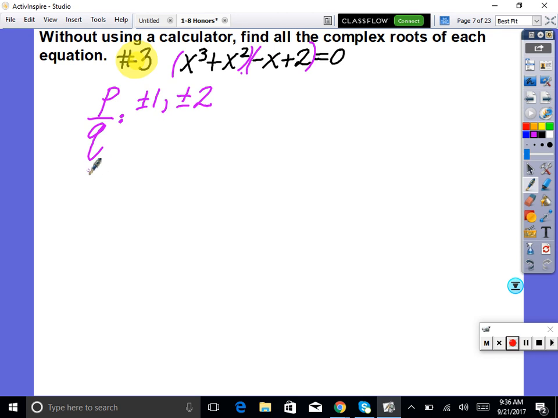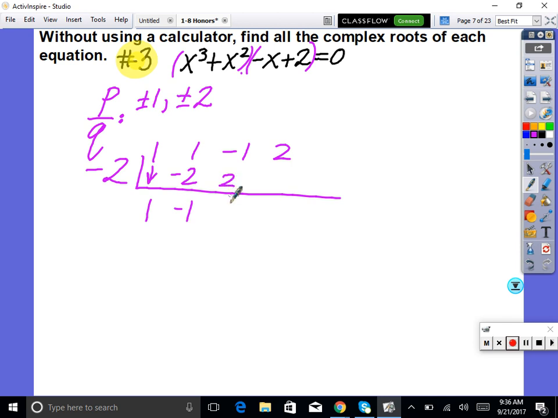Let's try -2. Okay, negatives. I like the idea. Let's try -2 first. Sure. 1, 1, -1, 2. Here we go. Add straight down. Boom. So we go off to the side and say x equals -2 in the bucket of solution.